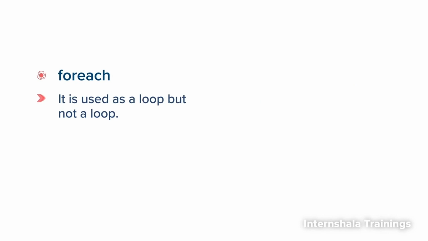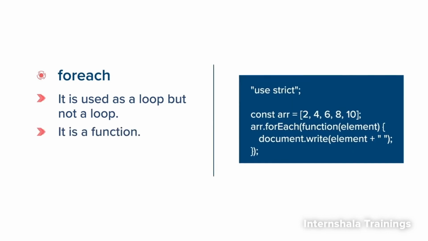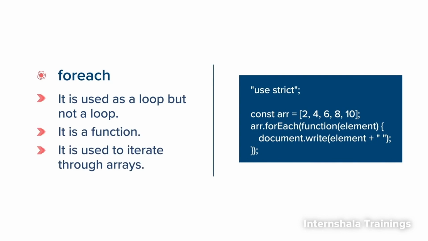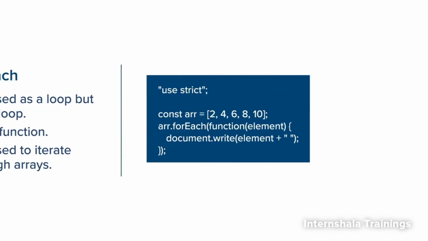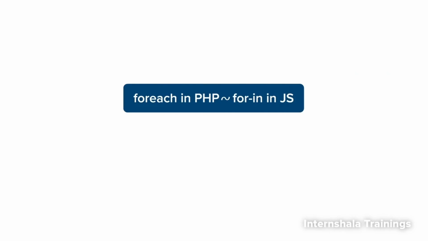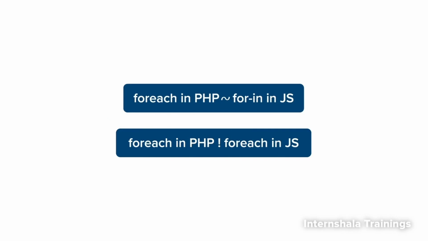Lastly, we have forEach. Yes, you heard that right. In JS, we have forEach, but it is not at all a loop like the one we discussed in PHP. This is the tricky part that I was talking about a few moments ago in the video. In JS, forEach is used like a loop, but technically it is not a loop. It is basically a function and is used to iterate through arrays. We will learn more about forEach in topic 6 of this module. I will again simplify. Foreach in PHP and for of in JS are similar, but foreach in PHP and forEach in JS are not at all related.